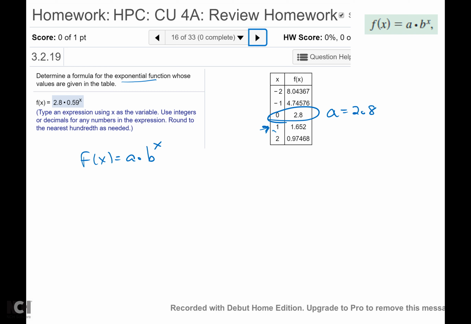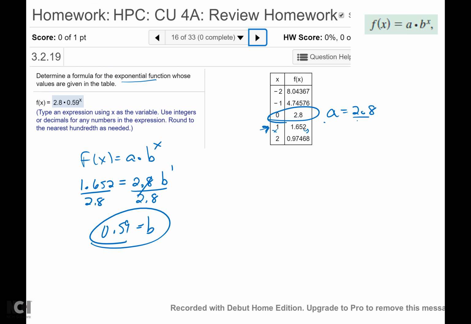So if I make this x, this y, and this a, I have 1.652 equals 2.8 times b to the first. So to get b alone, I divide by 2.8, and my base is 1.652 divided by 2.8, and I get 0.59.